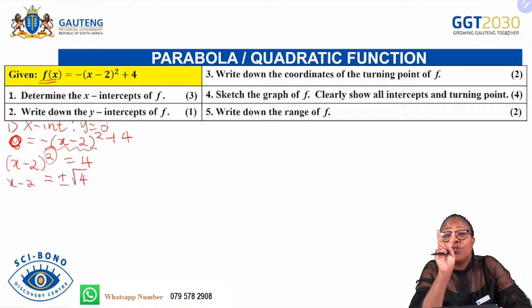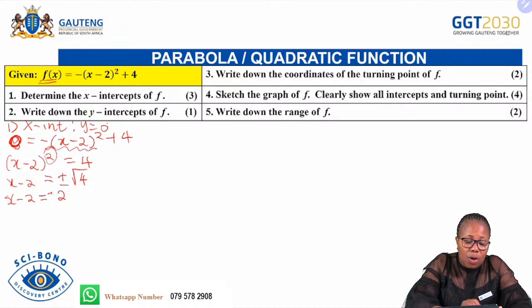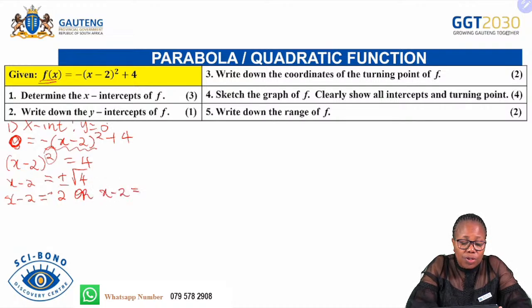That means we are having two solutions, grade 12, which is a plus square root of 4 and the minus square root of 4. So let's separate that. We are having x minus 2 equal to the positive square root of 4, which is positive 2. Or we have x minus 2 equal to the negative square root of 4, which is minus 2.